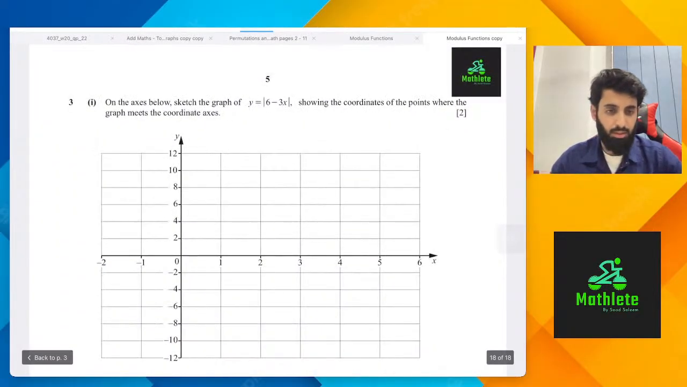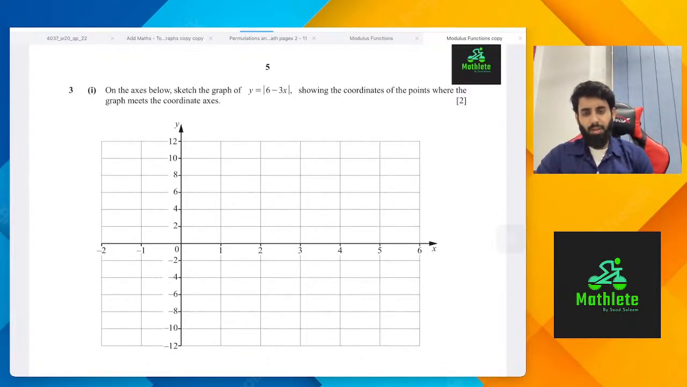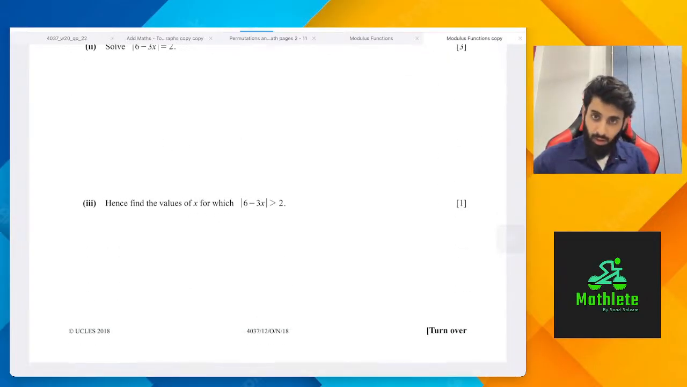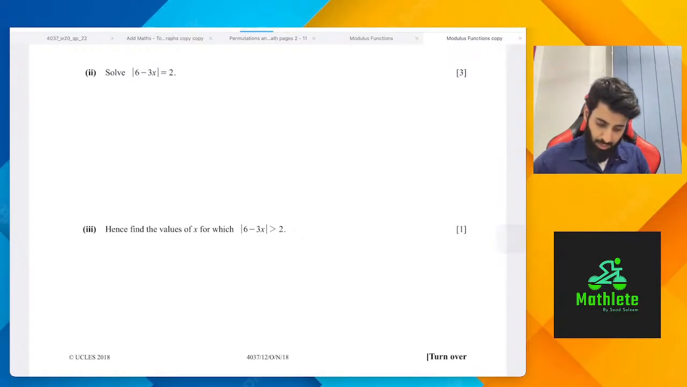Okay, let's do this. This is another question. Yeah, it's better to use method 2. I agree with that. But when you have absolute on both sides, then my suggestion would be to square both sides. That's your safest bet. This is a question from October-November 2018, paper 12.